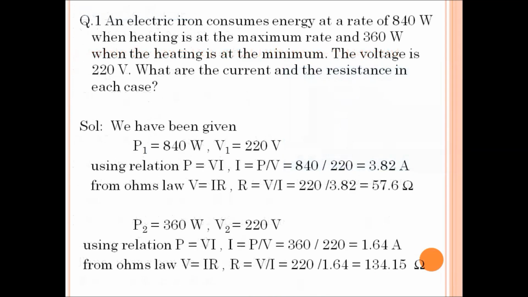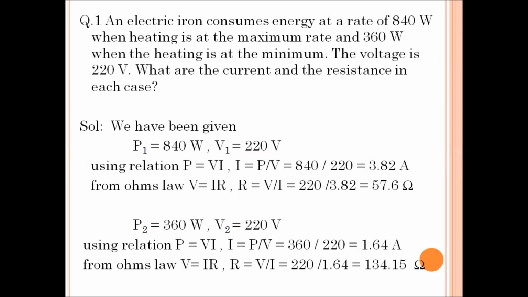Let's try a numerical based on electric power. An electric iron consumes energy at a rate of 840 watt when heating is at the maximum rate and 360 watt when the heating is at the minimum. The voltage is 220 volt. What are the current and the resistance in each case?